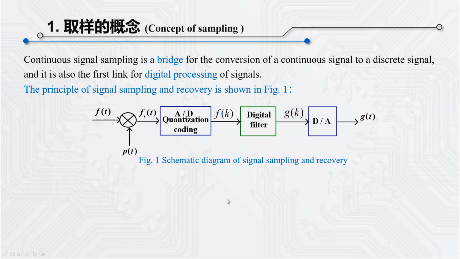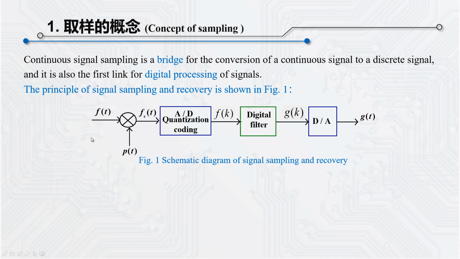First, let's take a look at the concept of sampling. Continuous signal sampling is a bridge for the conversion of a continuous signal to a discrete signal, and it is the first link for digital processing of signals. Figure 1 is a schematic diagram of signal sampling and recovery.